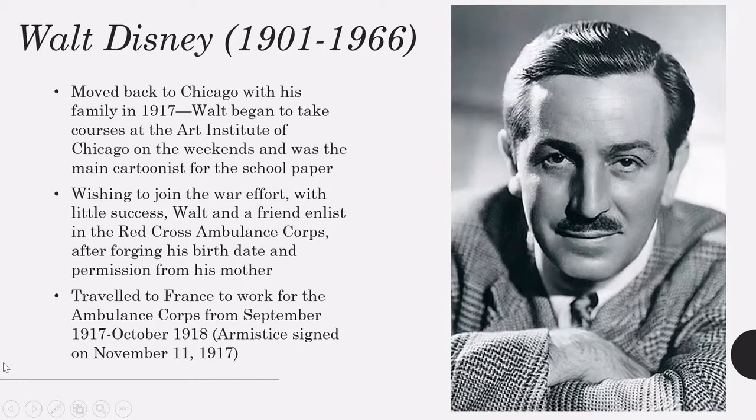He moves back to Chicago with his family in 1917, where he begins to take classes at the Art Institute of Chicago on the weekends, which is really important because this is where he's learning his fine art training. So he's learning classical techniques. He's also the main cartoonist for his school newspaper.